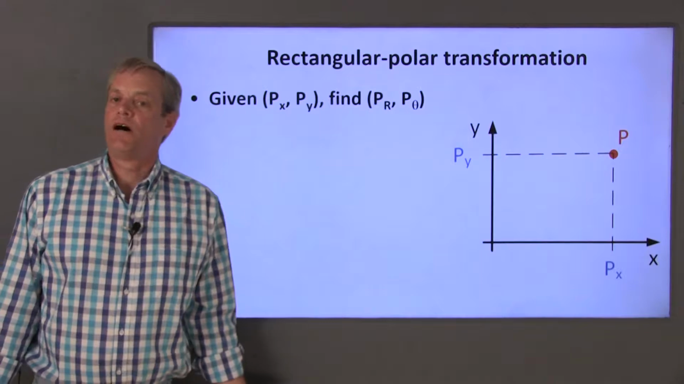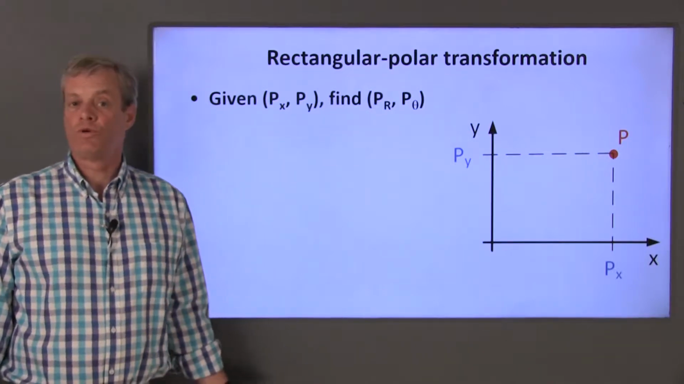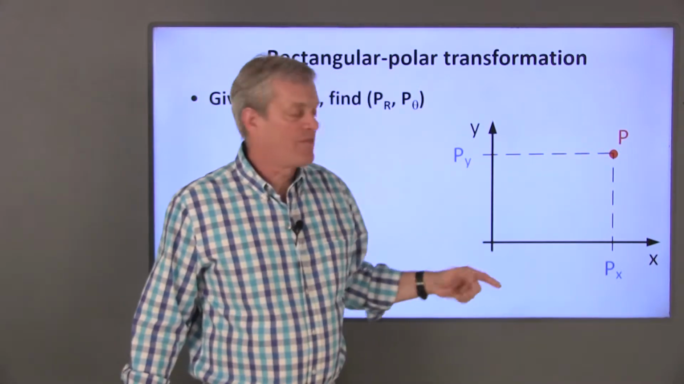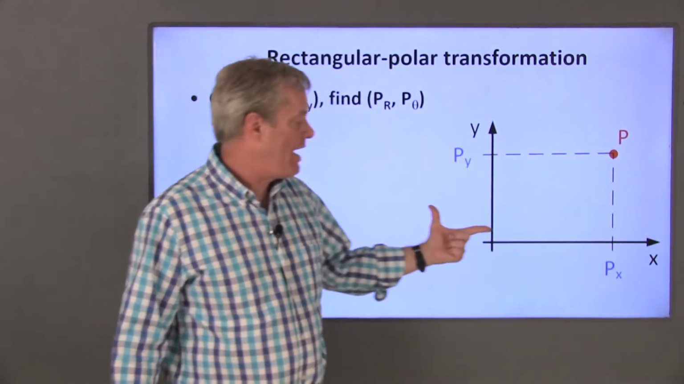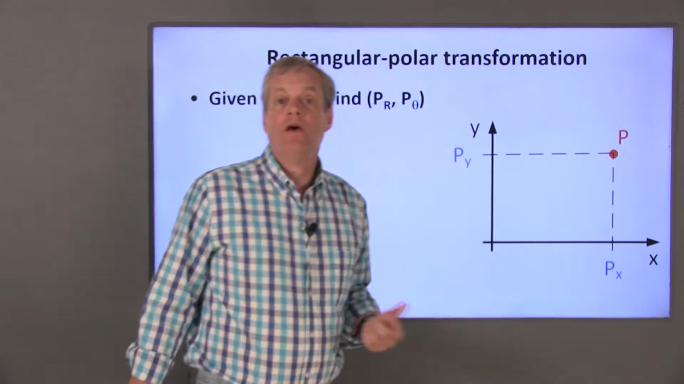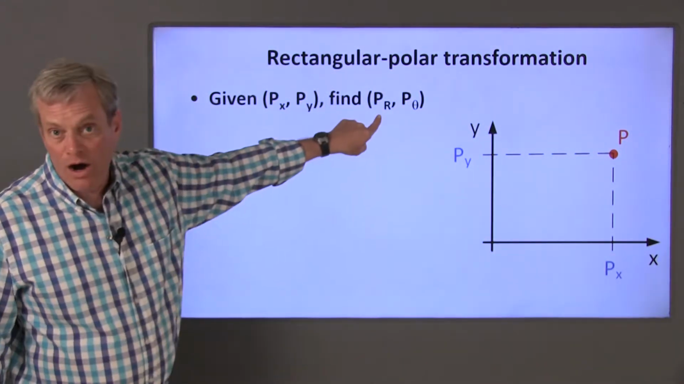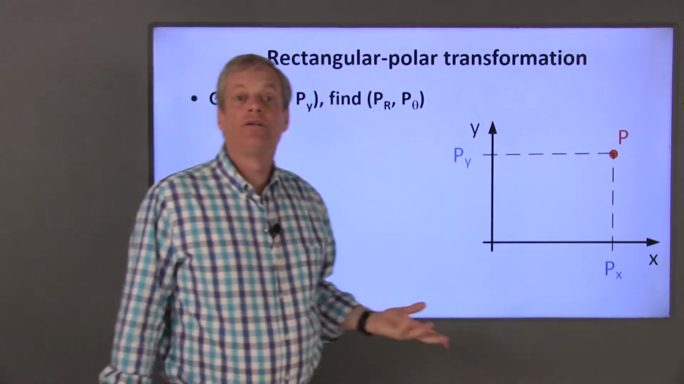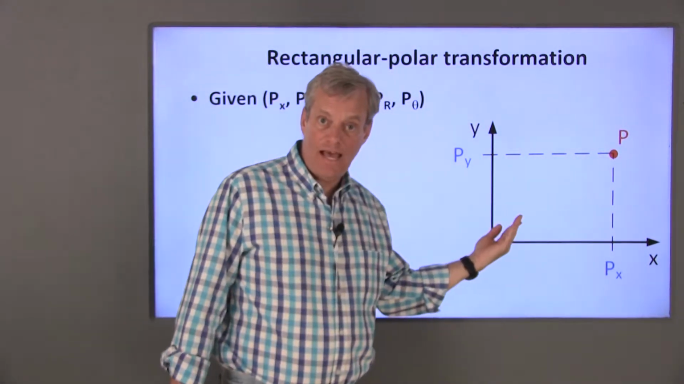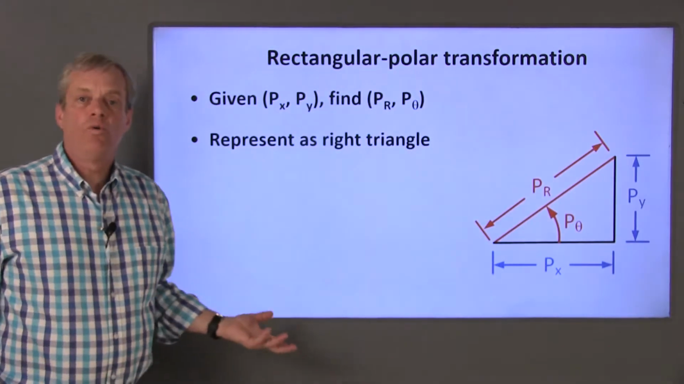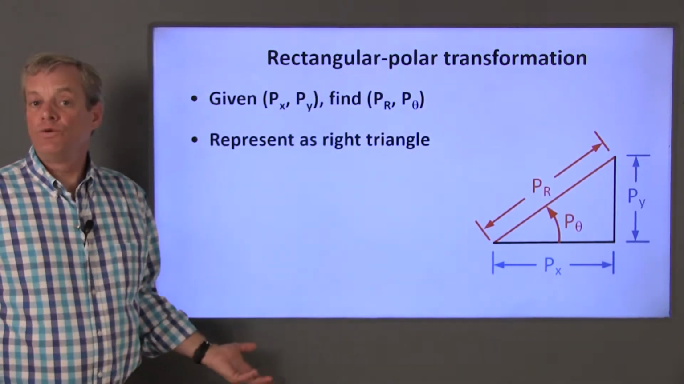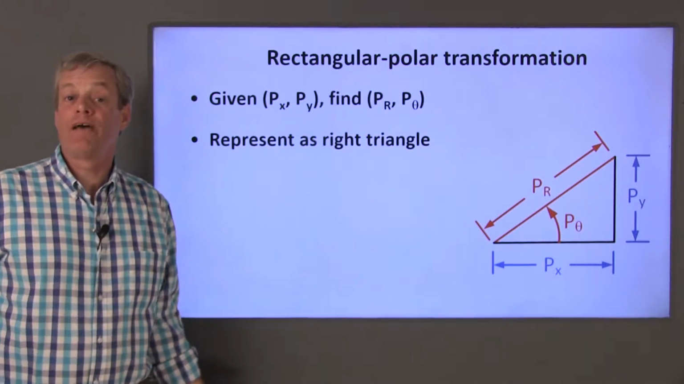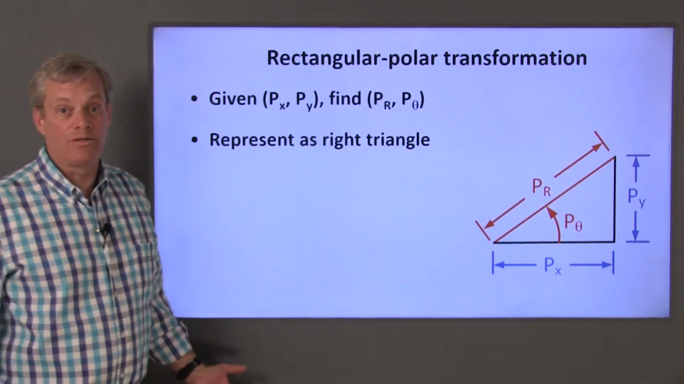Now we have the tools to talk about converting rectangular to polar coordinates. In this case, we're given the point P in terms of the points Px and Py in rectangular coordinates. We need to find the values of PR, the radial distance from the origin, and P theta, the angle of the point P from the positive x-axis. As usual, we'll solve this problem by representing the two sets of coordinates as a right triangle and use trigonometric functions and the Pythagorean theorem to relate the parameters.